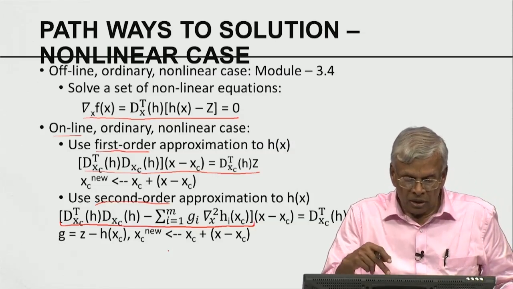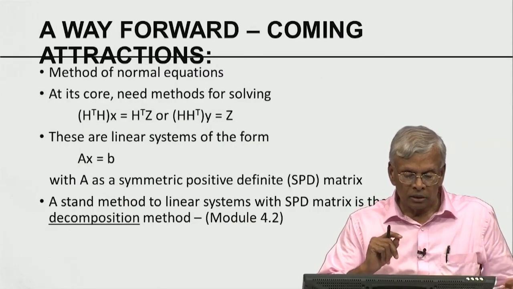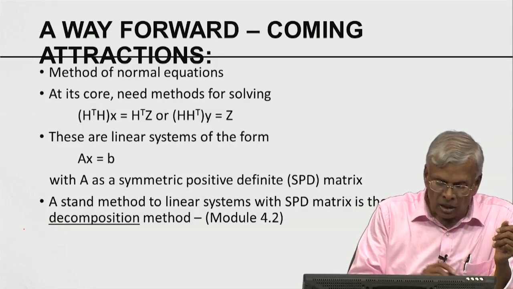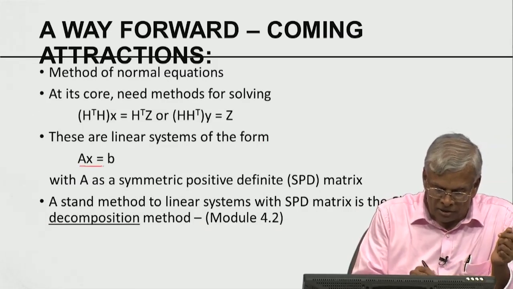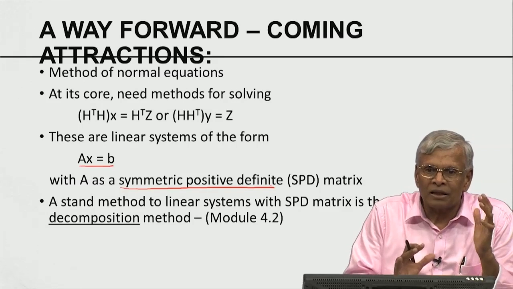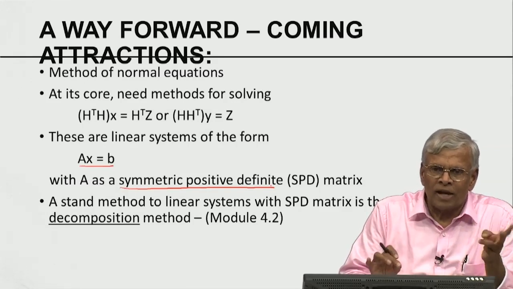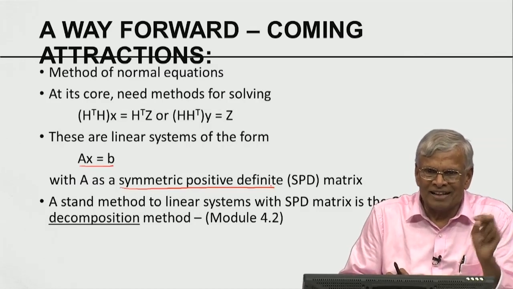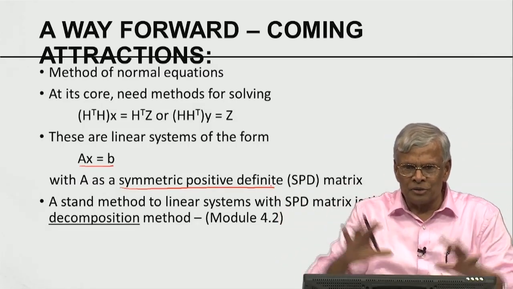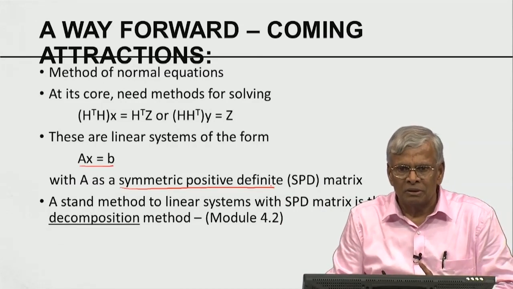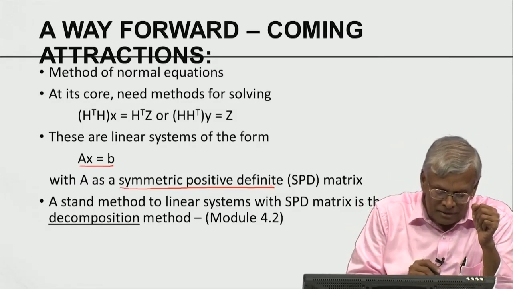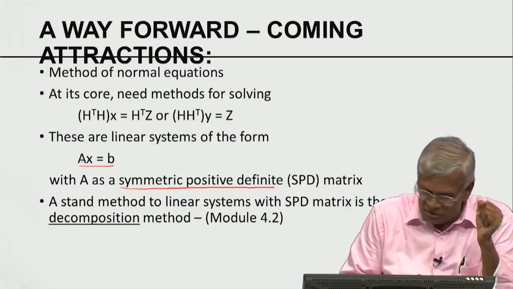So you can see, no matter what formulation we have used, the method of normal equations at its core calls for solving linear systems of the form Ax = b, where A is a symmetric positive definite matrix. So that's the bottom line. No matter where you start, offline, online, linear, nonlinear, well conditioned, ill conditioned, all these different formulations result, from a mathematical perspective, in solving one simple problem Ax = b, where the matrix A is not any matrix, it's a symmetric positive definite matrix.